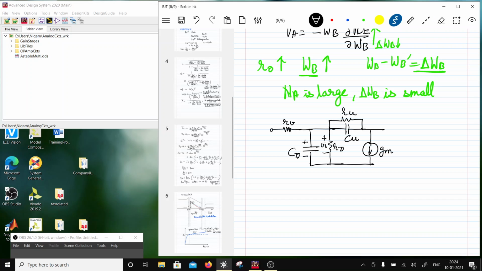So it's the same thing. VI over there, so GM VI is the current over here. Then you have RO, then you will have collector to bulk capacitance, CB.